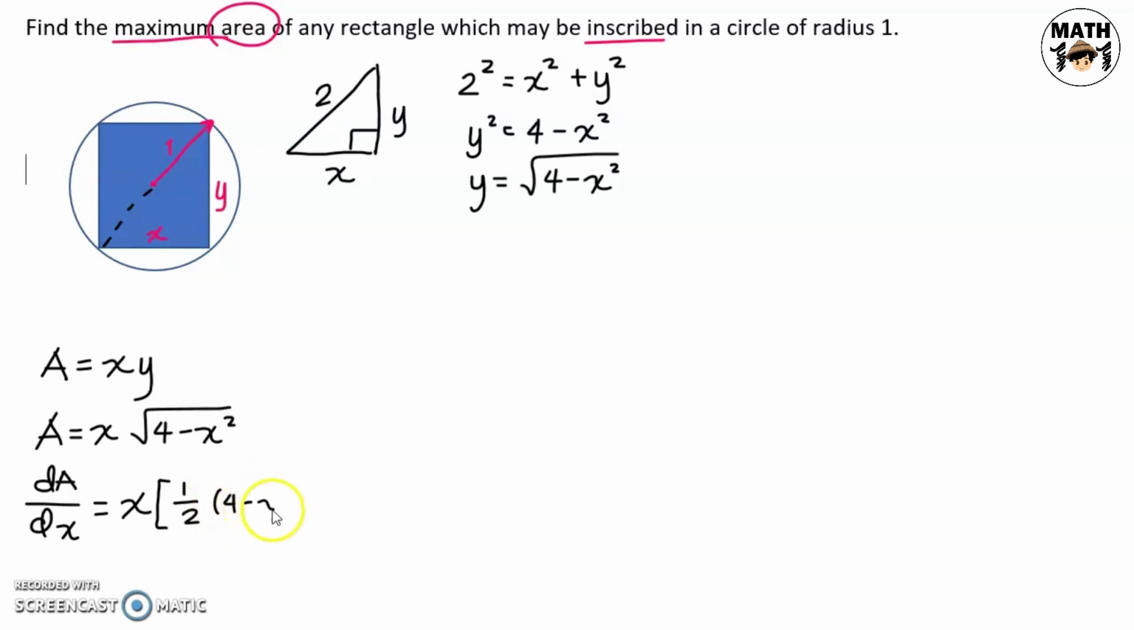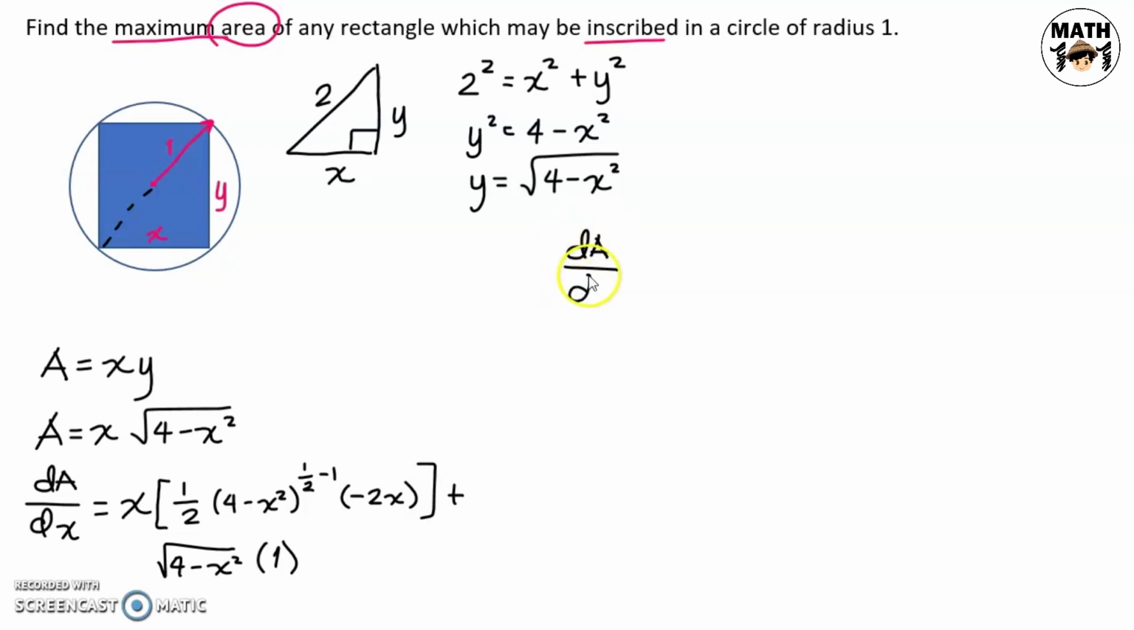times 4 minus x squared, exponent niya 1/2 minus 1, multiplied by the derivative ng terms inside the square root. So, that is negative 2x, plus second term, derivative of the first term multiplied by the second term, that is just equal to 1. Simplify natin to.